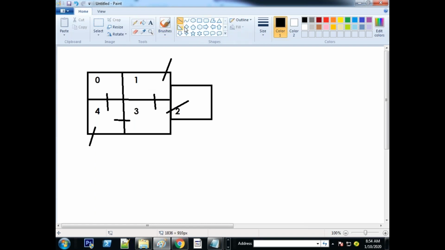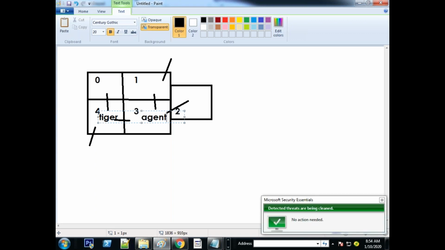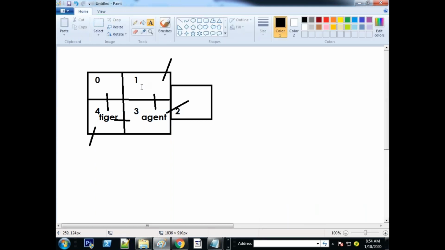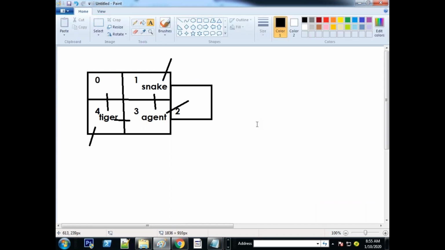Suppose I am here now. There is a tiger here. Your agent is here, that means you. There is a snake here. Think that these tigers and snakes are moving from one room to another room. It is a dynamic environment, not static. That means tigers and snakes are moving from room to room, and at the same time you are here as an agent.